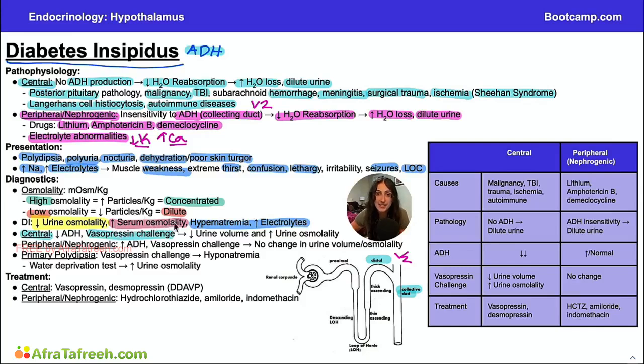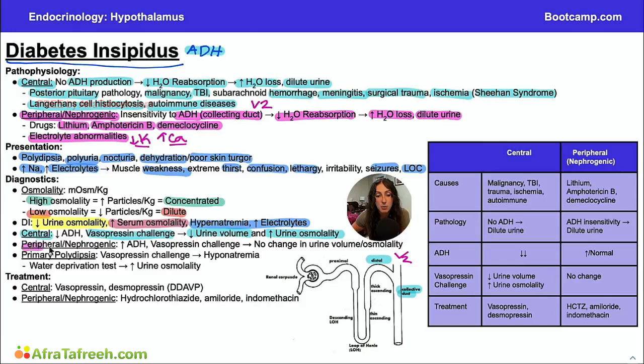Well, the problem was that they didn't have any antidiuretic hormone. However, they can still respond to antidiuretic hormone. So when you give them vasopressin and you replace that antidiuretic hormone, you're going to see a normal response to antidiuretic hormone, and that is pulling water out of that distal convoluted tubule and that collecting duct. That's going to lead to decreased urine volume, right? Because we're pulling water out of the urine, and increased urine osmolality. So that would be the response to the vasopressin challenge if we had central diabetes insipidus.